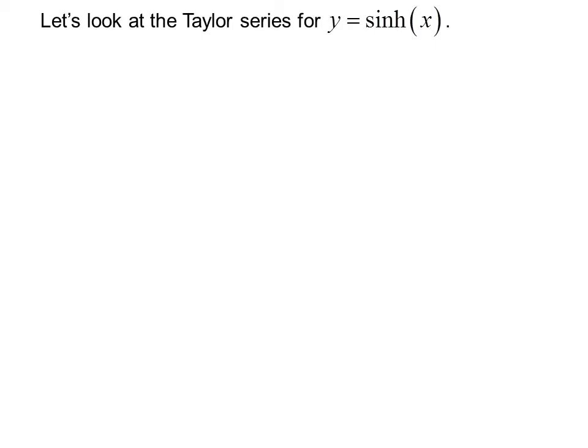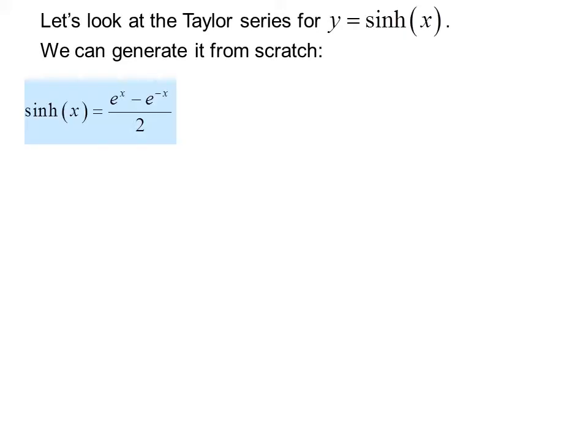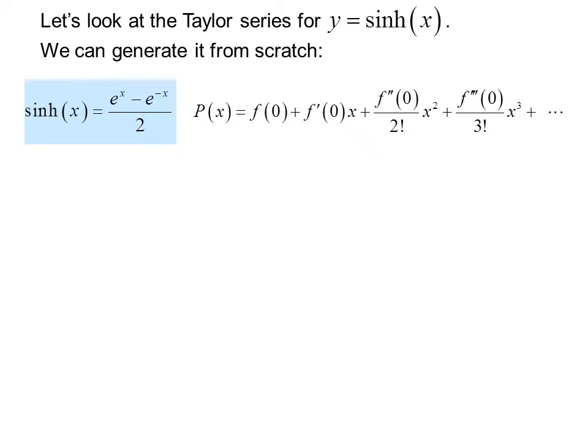Let's look at the Taylor series for y equals sinh x. We can generate it from scratch. We use the definition sinh x equals e to the x minus e to the negative x over 2. And what we want to generate is the Maclaurin series, or the Taylor series centered at 0. If we start with f of x and plug in 0, we get f of 0 equals 0.